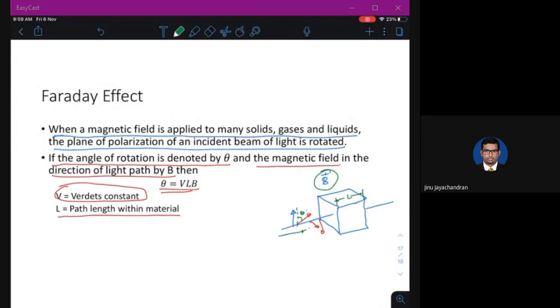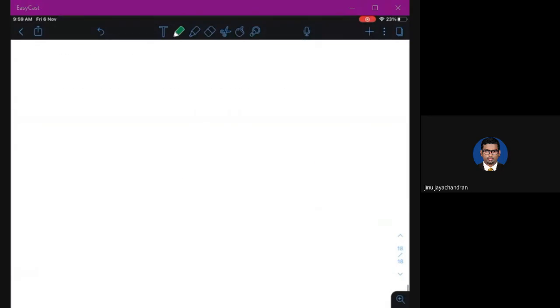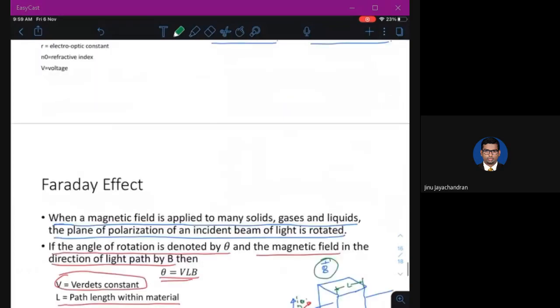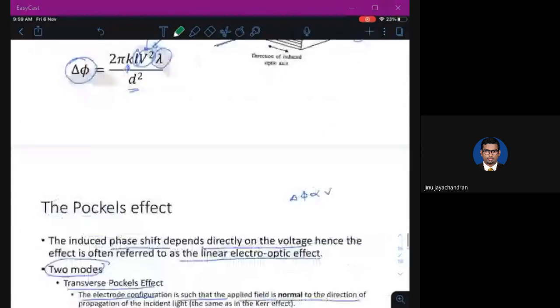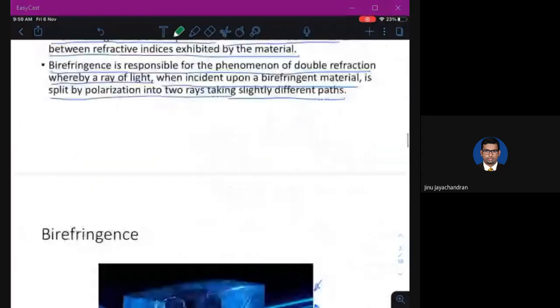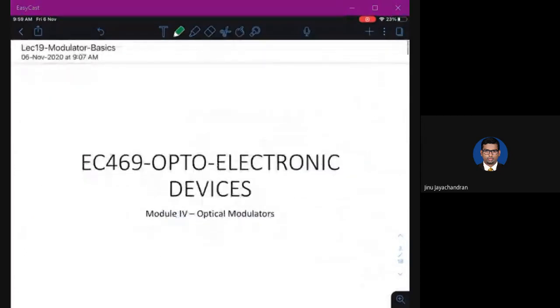So these are the different effects of the electro-optic effect. Please go through this and let me know if you have any doubts.